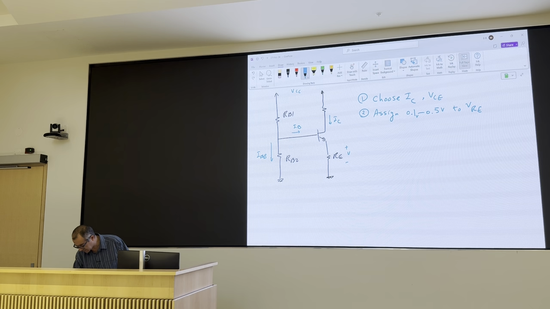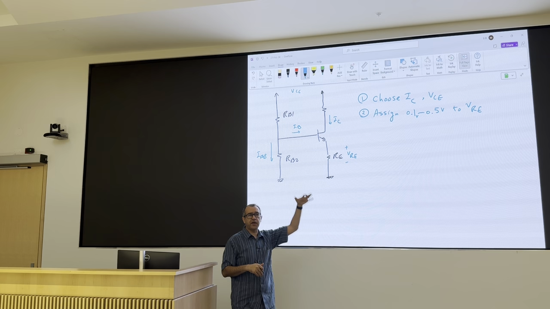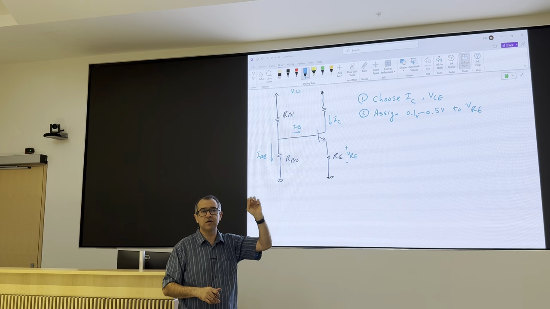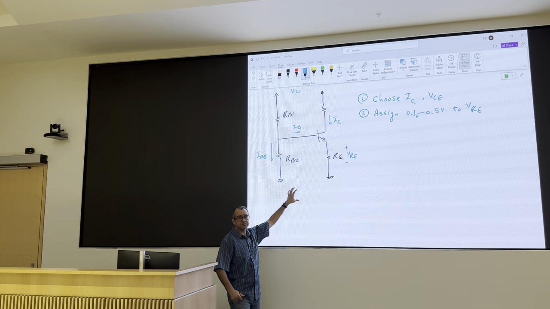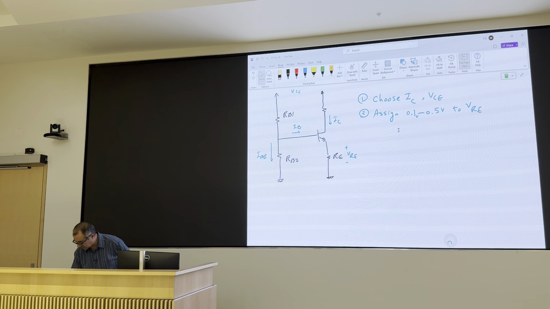If you do not have a lot of supply voltage to play with, if you're running this off a 1-volt battery or 1.5-volt battery, you want to be very careful with DC voltages. Assign 0.1. If your power supply is 10 volts and you have more than enough, 0.2, 0.3, 0.4, 0.5, right? So you choose that, and then once you do that, you have VE, you have RE, and you have IE.